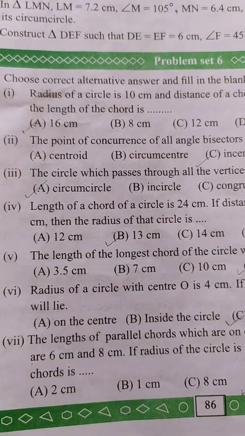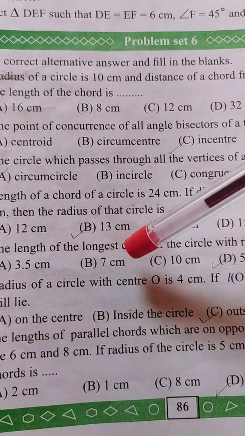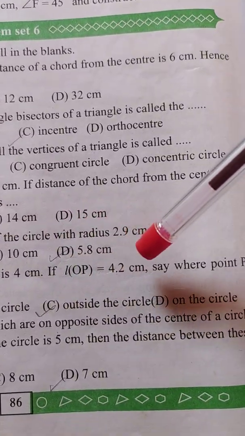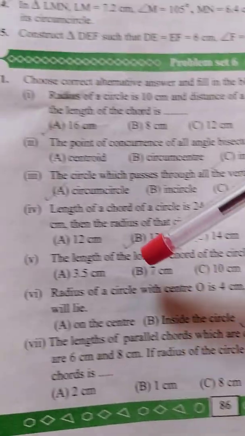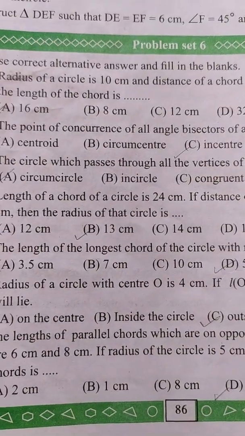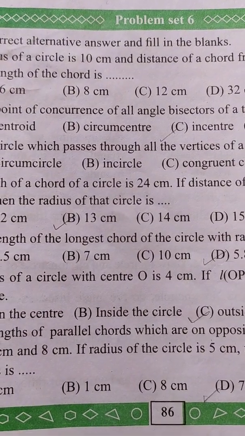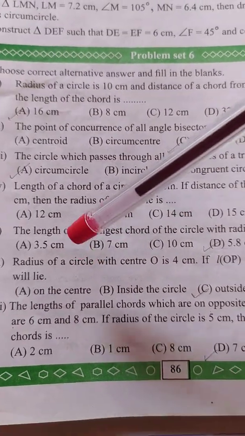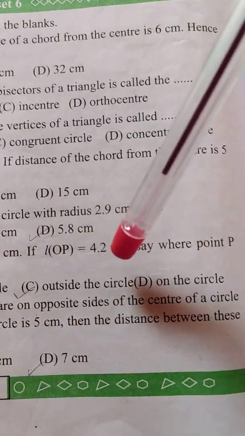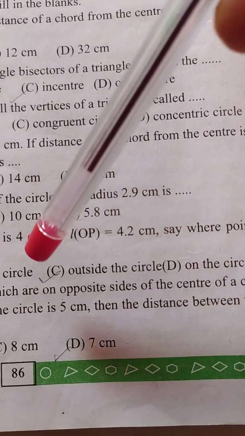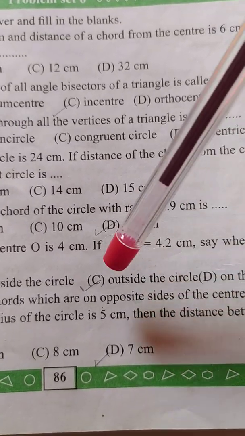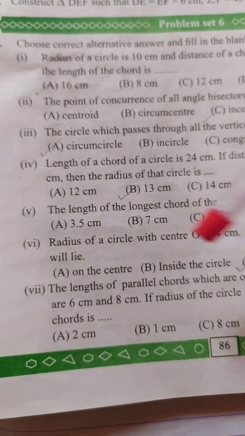Question number 6. Radius of a circle with center O is 4 centimeter. If length of OP equal to 4.2 centimeter, say where point P will lie. So the radius is 4. The distance from the center to the point is 4.2. That means it's definitely greater than the radius. So where will the point lie? Is it on the center? Is it inside the circle? Is it outside the circle or on the circle? Definitely it is outside the circle because it is more than the radius. So option C is the correct answer.